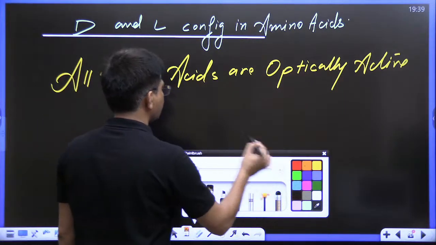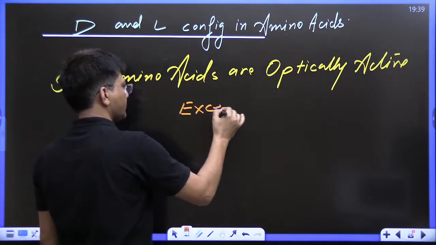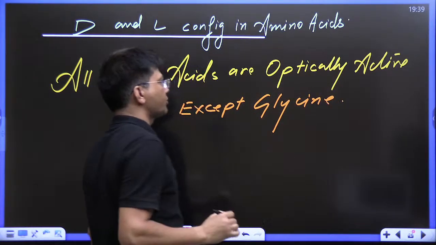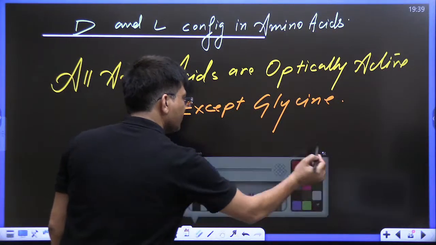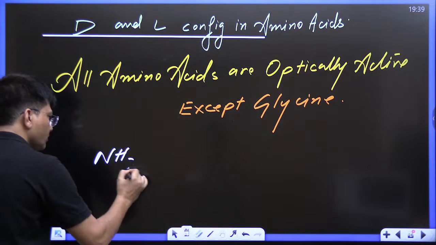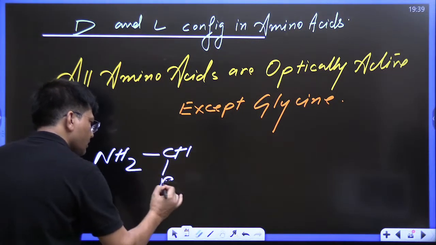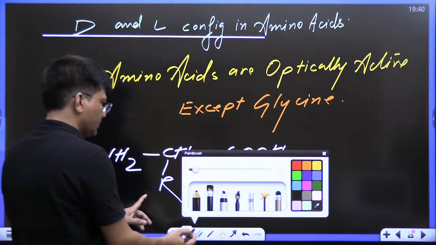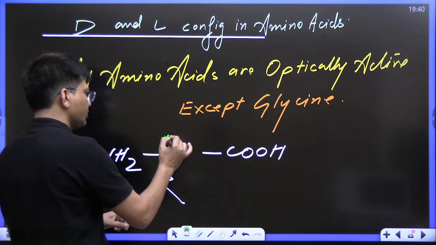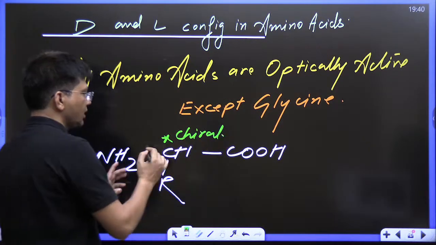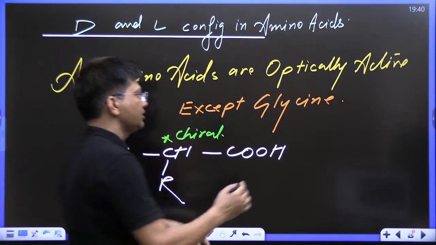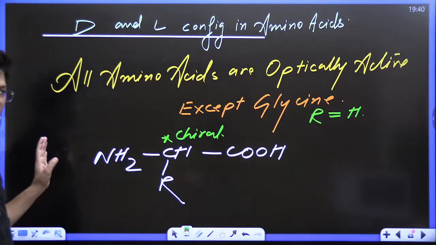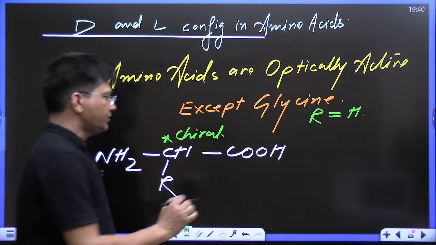So I would like to say, except glycine, this statement is absolutely true, because they have the formula NH2CHRCOOH. Now if this R is not hydrogen, then this carbon is going to be chiral. Only one chiral carbon, so the compound is always going to be optically active. In glycine, R is equal to hydrogen, and that's why it is optically inactive. Is this thing clear to all of you? Yes.